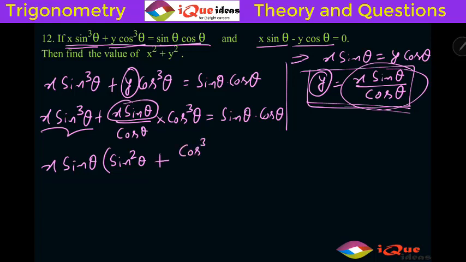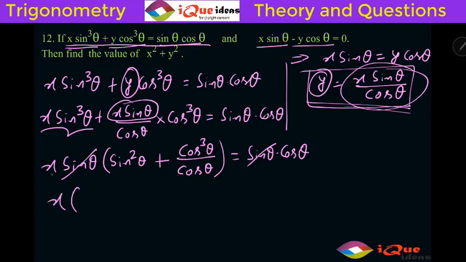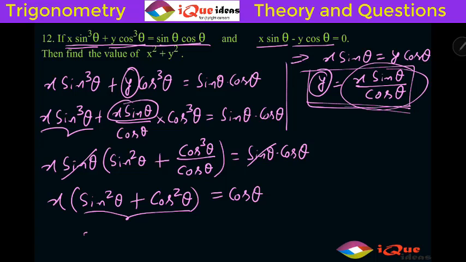Let me write it again. By cos theta is equal to sine theta into cos theta. Now this outside sine theta and the sine theta on the other side will get cancelled. And we have x into sine square theta plus cos cube theta by cos theta is cos square theta. This is equal to cos theta. Alright, now sine square theta plus cos square theta is 1. So x into 1 is cos theta. So x is equal to cos theta.